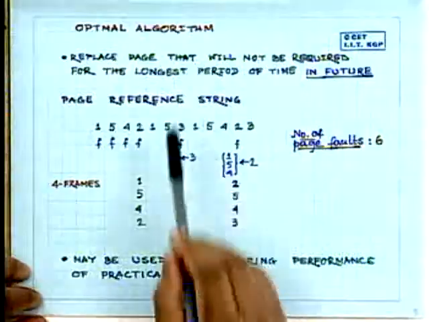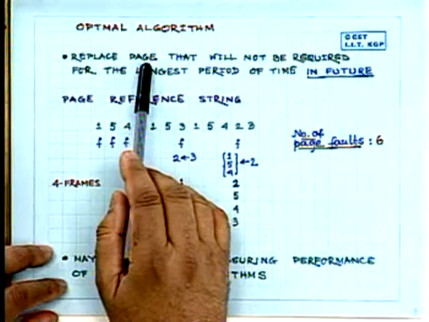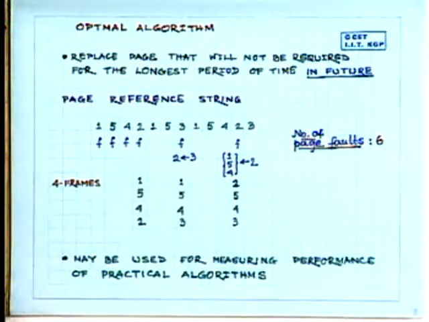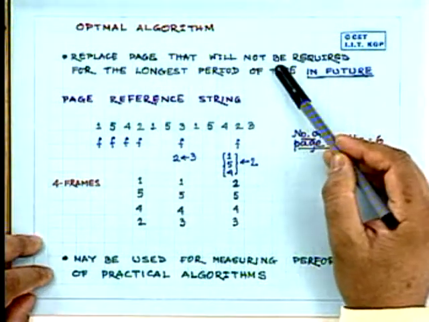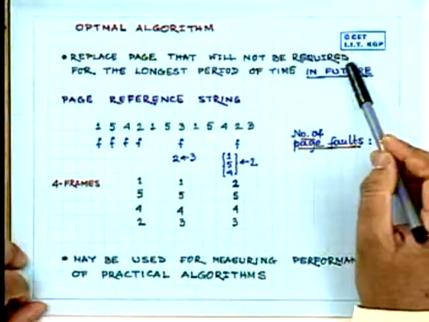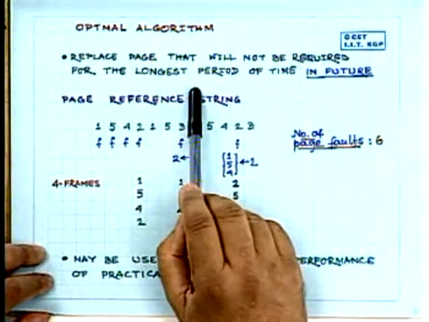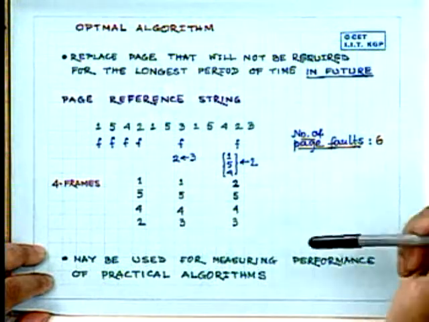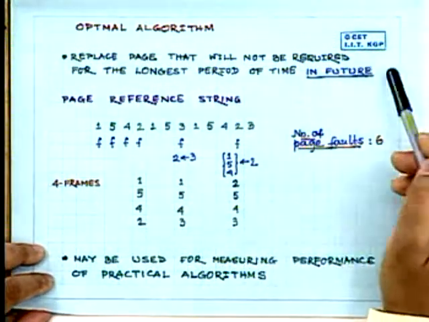First, let us talk about an optimal algorithm. In that optimal algorithm, we try to replace a page that will not be required for the longest period of time in future. The best is if that page is no more required at all, but that may not be possible. Therefore, we try to find a page for replacement to bring a new page which will not be needed for the longest amount of time in future.